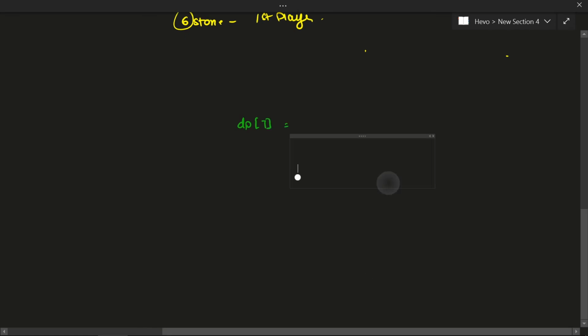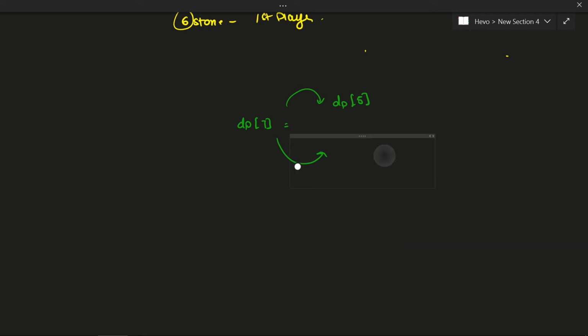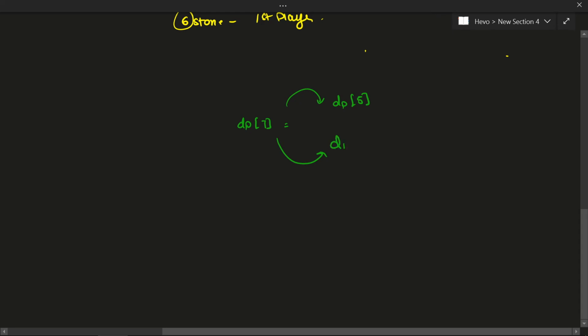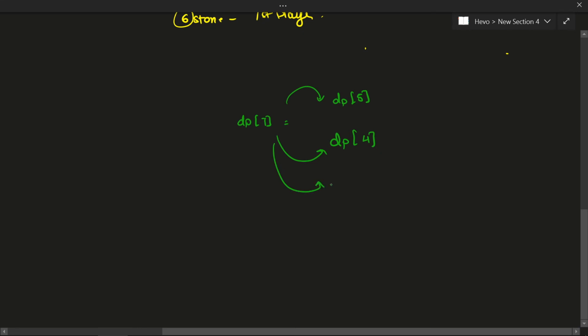So for DP7, if I remove two stones, I will go back to the state of DP5, and if I remove three stones, I will go back to the state of DP4. And if I remove another five stones, I will go back to the state of DP2.